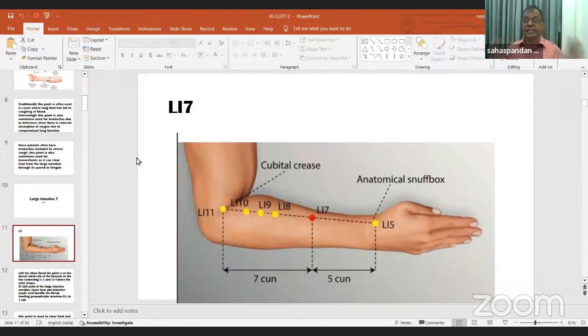This connecting point of the large intestine meridian clears heat and detoxifies, and expels wind. It benefits the throat. And how can you needle? Needle with perpendicular insertion, half cun to 1 cun. It is thumb breadth, half cun to 1 cun.